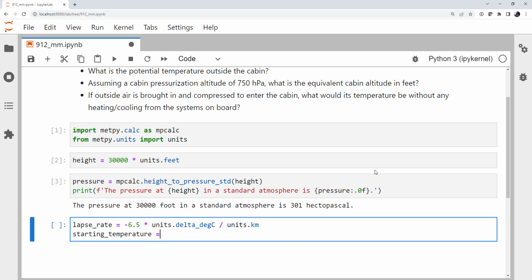The starting temperature, again, I'm defining these as variables so that I could change them if I want to and just rerun the notebook. That's going to be 19 degrees Celsius. That's standard atmosphere starting conditions.